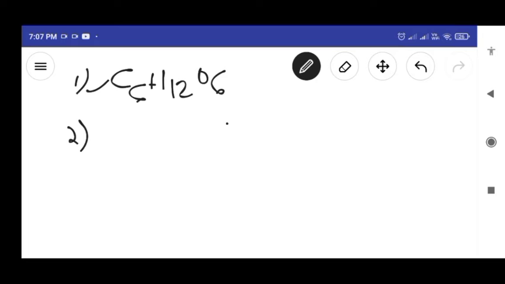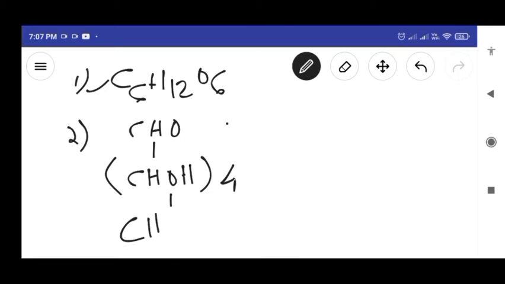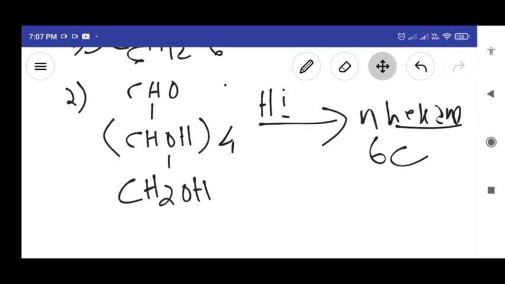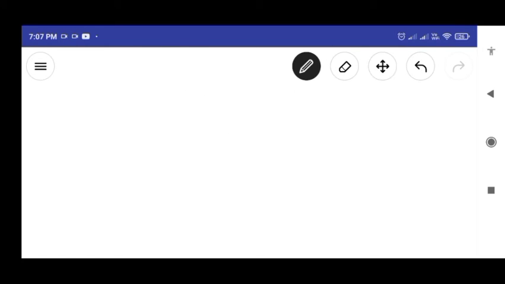The second evidence is that if we heat the compound for a prolonged time with hydrogen iodide, we'll get n-hexane. We know hexane has 6 carbons. From this idea, it is understood that this compound should contain 6 carbon atoms. Then we'll move to the next evidence.